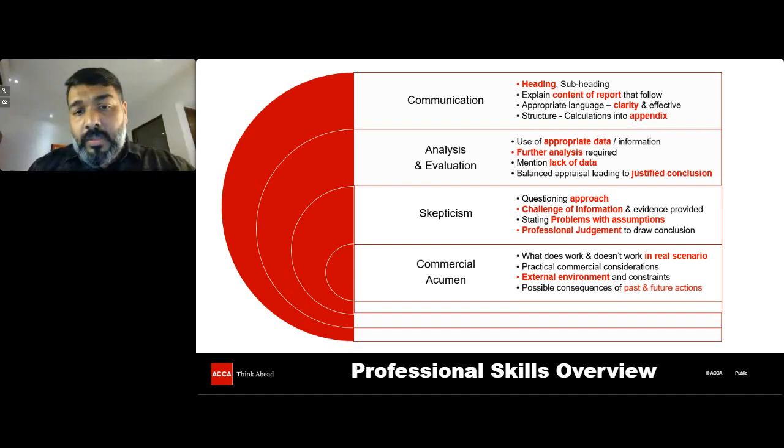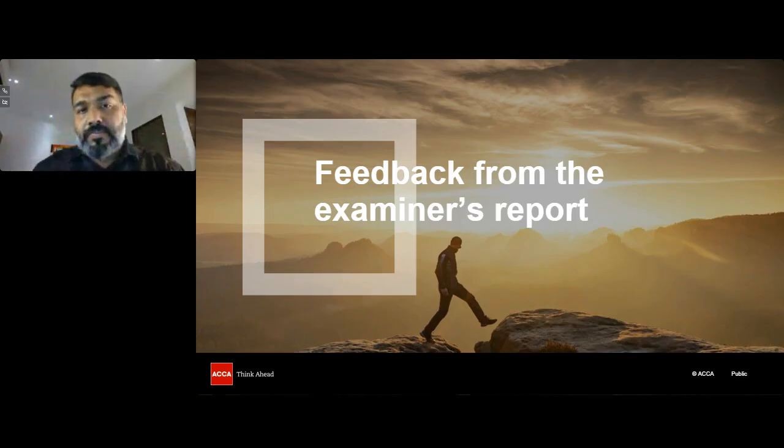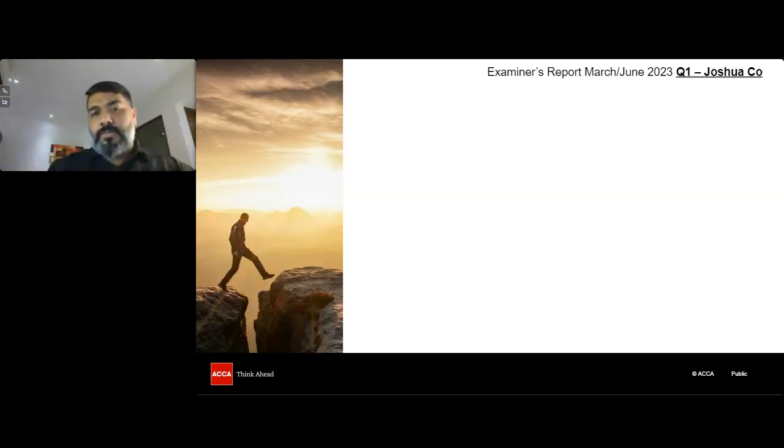Now, this is the March-June 2023 examiner's report. Let's look into it. We've seen that more than 55% of the students have not gone to the examiner's report. When you go to the examiner's report, what are you supposed to learn from it? Let's have a look at the recent examiner's report and highlight some of the most frequently made mistakes by the students.